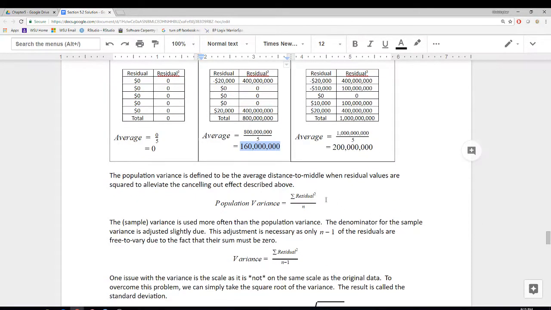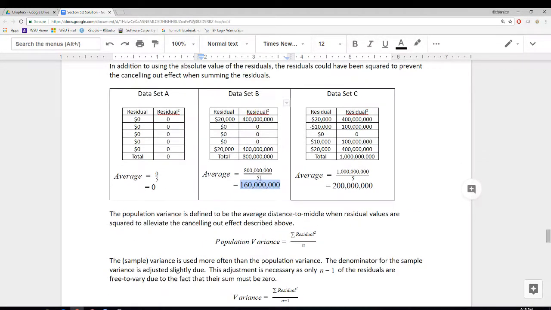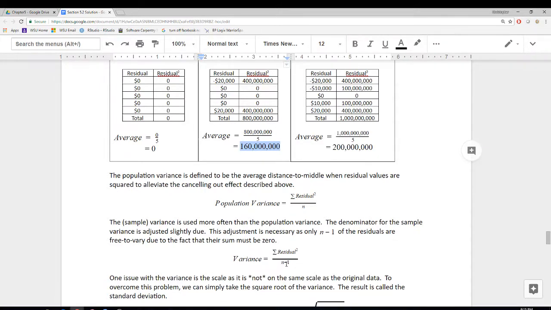Okay, so this is based on squaring the residuals here. And we call this approach the variance approach. Now, one thing that we have to do here, well, a couple of things, I guess. One thing that we end up doing is instead of dividing by the number of observations, 5, we actually divide by n minus 1. So if I have 5 observations here, we would be dividing by 4. And again, that has to do with the number of these residuals that are free to vary.